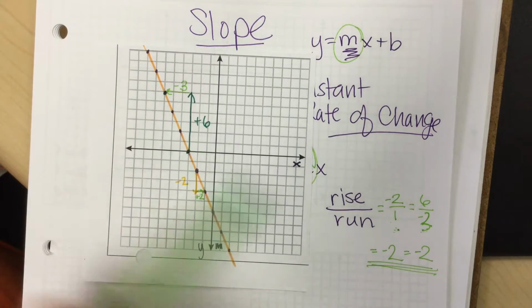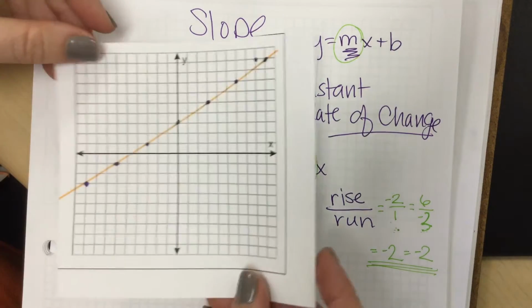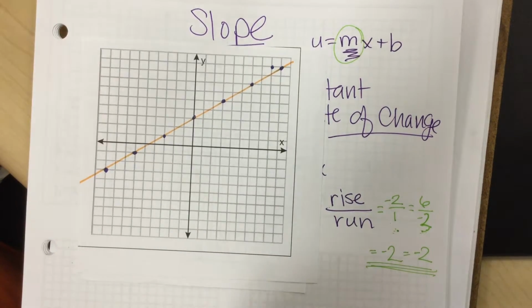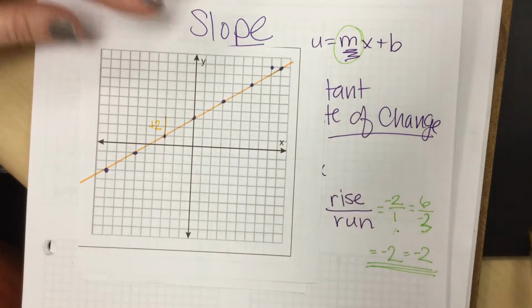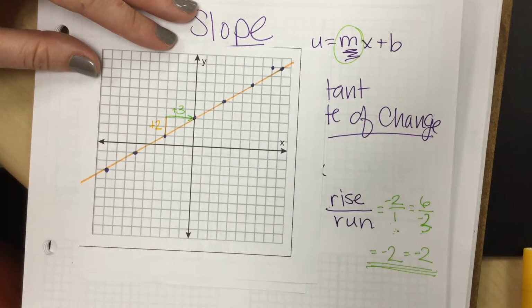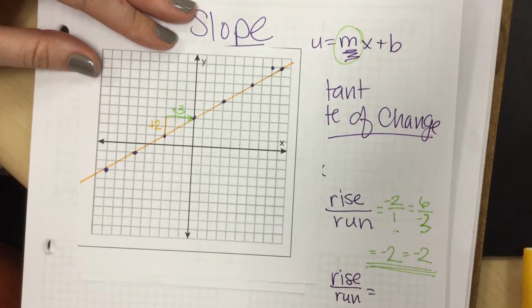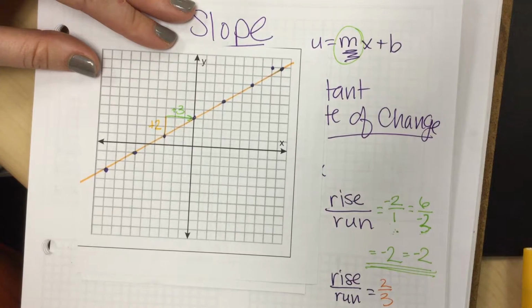I wanted to show you a negative slope, and it's determined by a decreasing line. Here is another graph that you might run into. We're going to do this the same way, rise over run. I'm going to pick these 2 points here. I'm going to rise +2 and then run +3. So for this rise over run, I get +2 over +3.